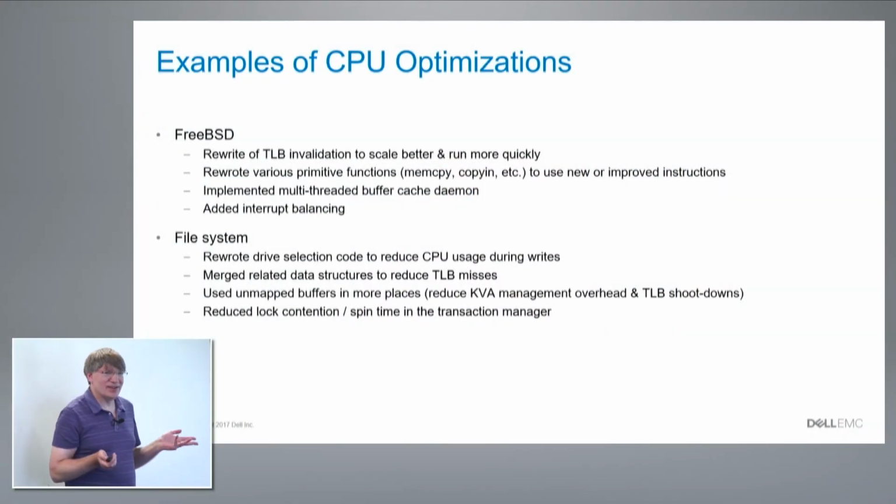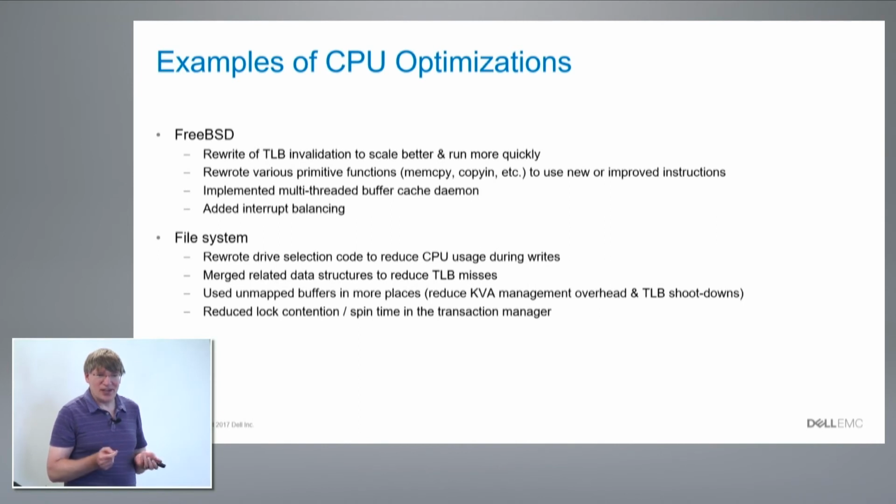So some of the other examples of CPU and file system optimizations that we did, and a lot of these are quite general and don't really apply just to us. So many of these we pushed back into FreeBSD or are in the process of. One example is when we went to the 32 threads, we discovered that about 5% of our CPU time was spent doing what's called TLB invalidation.